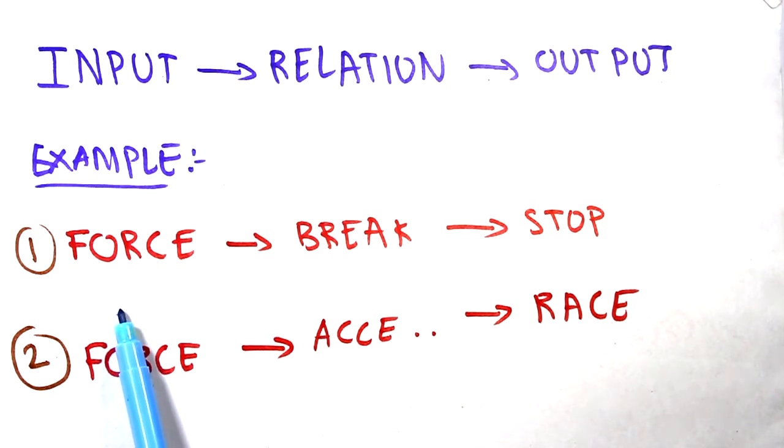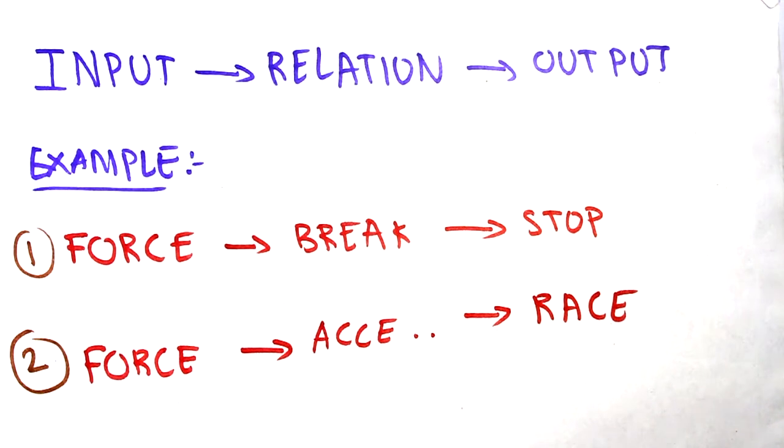If we are driving a car, we apply a brake to the speed. The force we apply helps in stopping the car. So here basically the input we are giving is force and the output we are getting is stopping the speed of the car. So here the relation is brake, we are braking the speed.